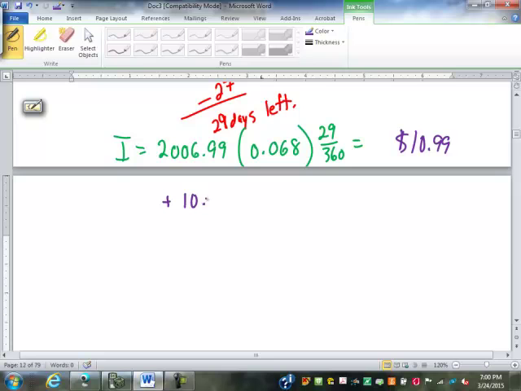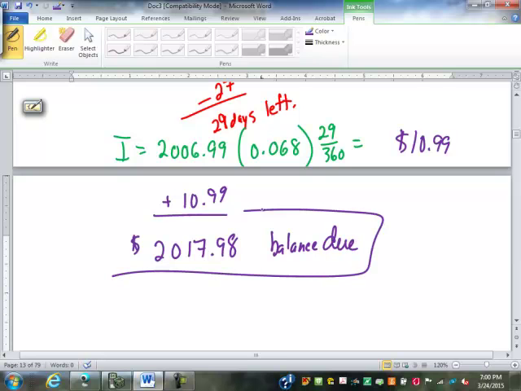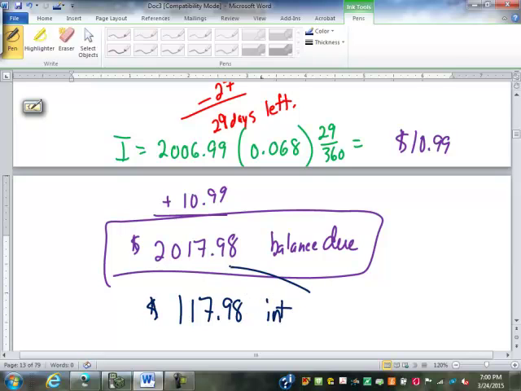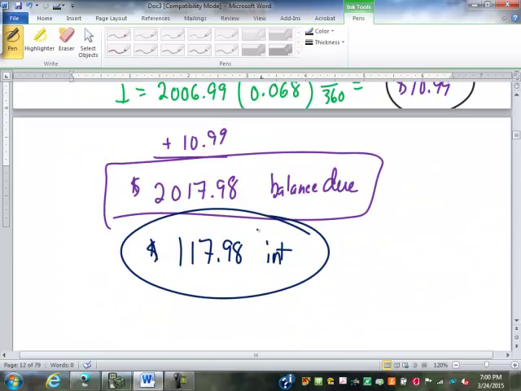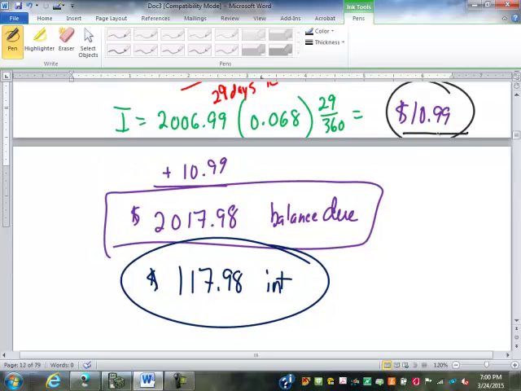So we're going to add the $10.99, which means $2,017.98 is the balance due. How much interest? $117.98 sounds right to me for the total interest. What do you think? What's that? 169? Well, let's check. 106? When you added them up, you must have missed the 10.99. Oh, yeah.